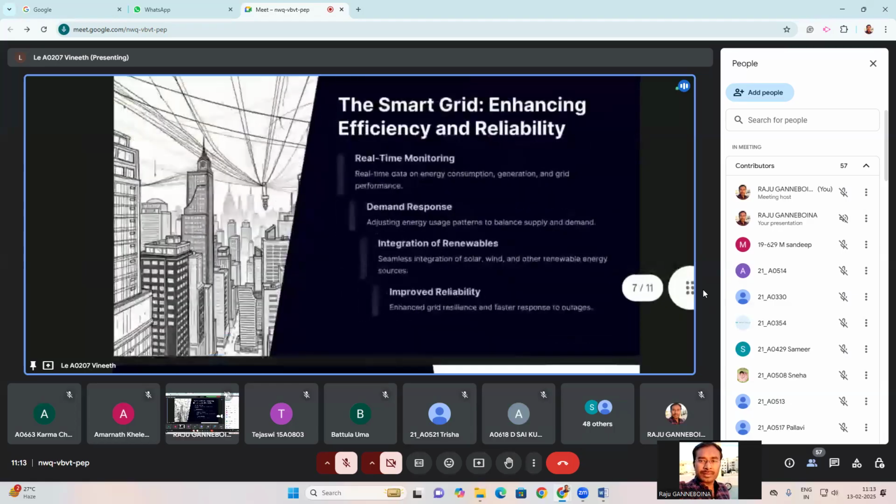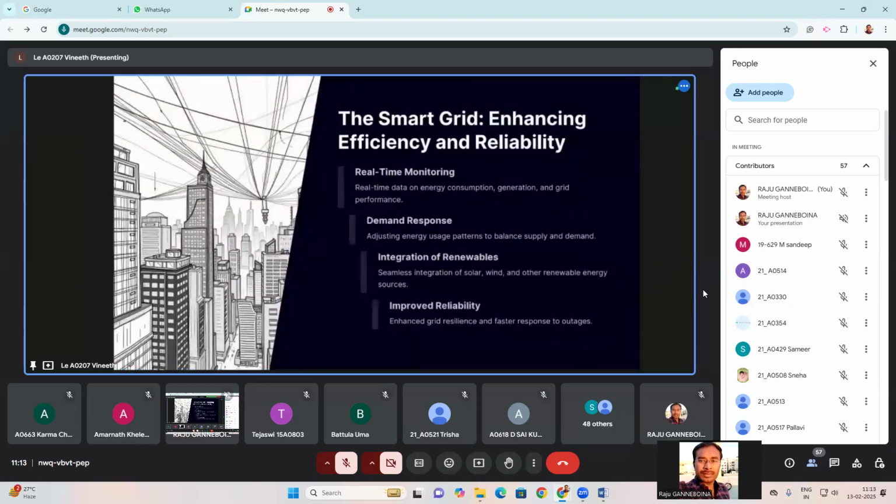Next one is the smart grid, enhancing efficiency and reliability. Now we know that there's generation, there's storage, and then we also need a transmission and distribution system, right? So in this, the smart grid comes into play. Here we have four key features. First one is real-time monitoring, then demand response, integration of renewables, and improved reliability.